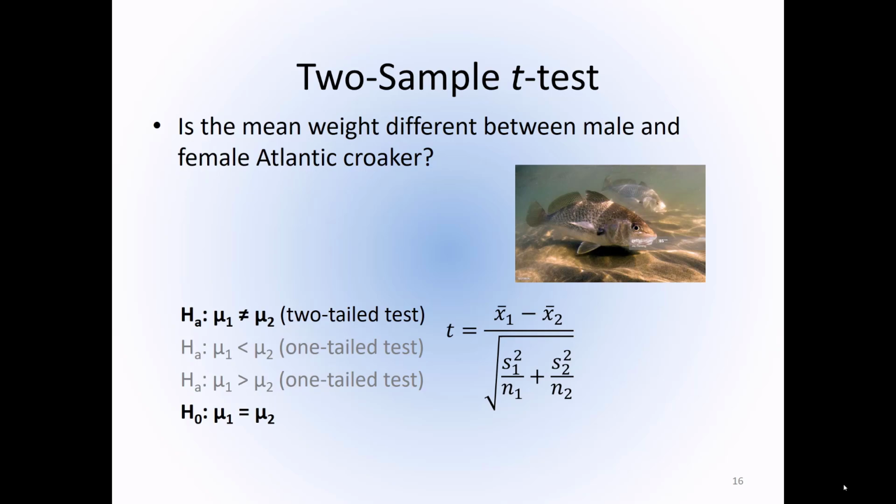Using the information from the word problem, our alternative hypothesis is that the two means are not going to be equal. And so this is going to dictate that we use a two-tailed test instead of a one-tailed test. And this will again affect our critical value.